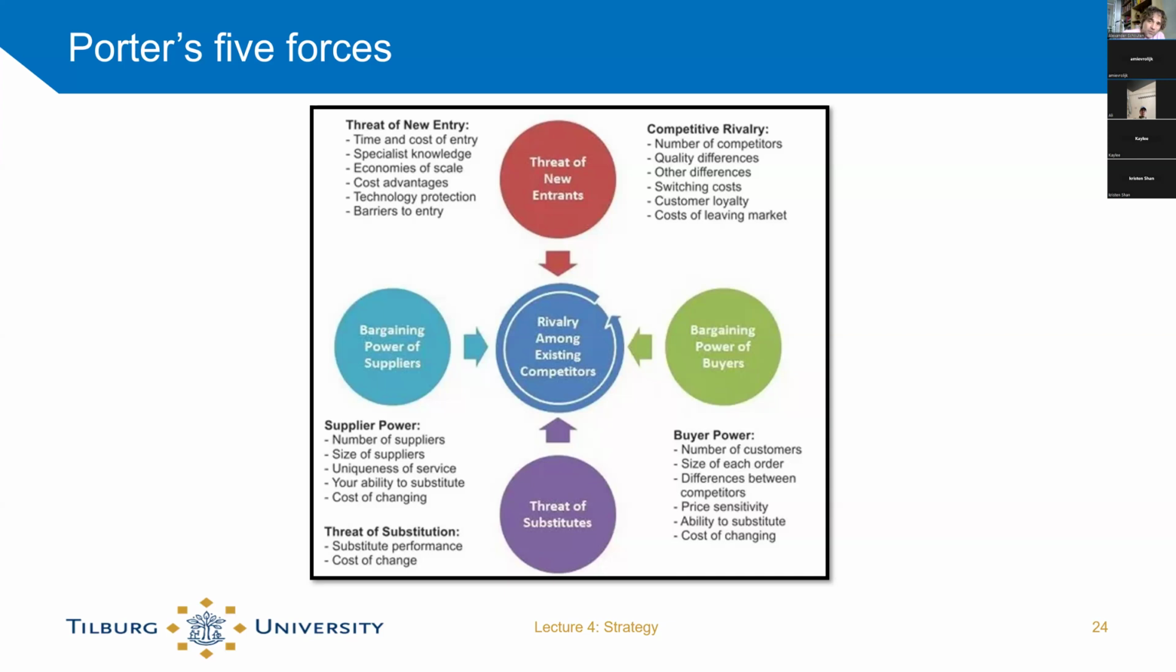For their suppliers, Walmart is a customer. So for their suppliers, their buyers have a huge power over them. If you are one of Walmart's suppliers, Walmart is your customer, and they have a huge power over you. So you just need to do what they say, or you're out of business. So that's the bargaining power of buyers.